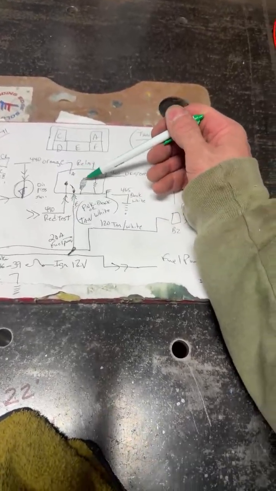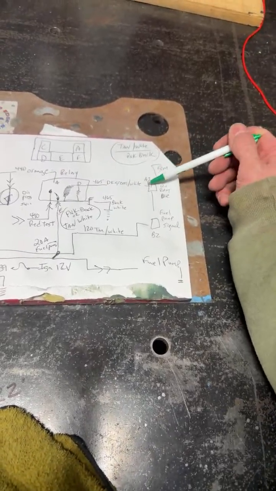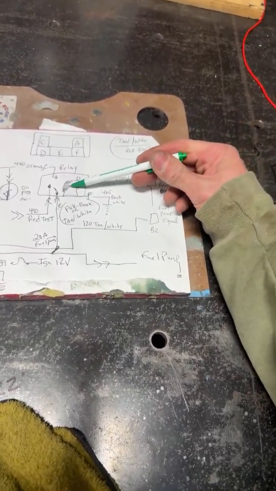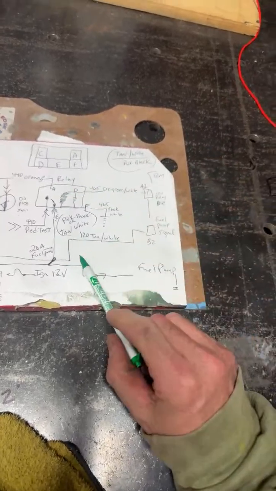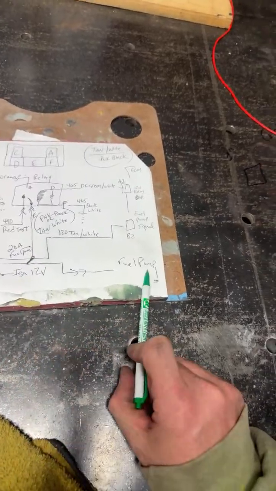Then, when this asks us for a signal, the relay drive, the ECM sends a signal and closes this circuit. Once it closes that circuit, the fuel pump signal comes on for 2 seconds, and therefore it activates the fuel pump.